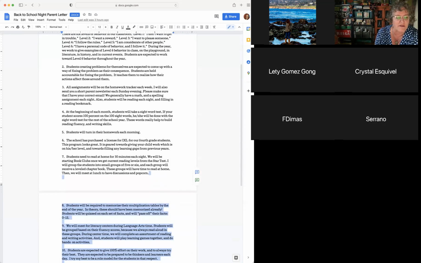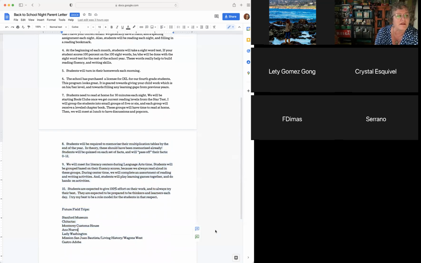I'm gonna zip down here to number 8. Students are required to memorize their multiplication tables by the end of the year. In theory, these should have been memorized already, but they never really are. Most kids are still struggling. Maybe they know some of the easier ones, but they're struggling with 6s, 7s, and 8s, ones that are a little bit harder. So I consider myself to be the mop up, making sure that when they go into 5th grade, they know them.